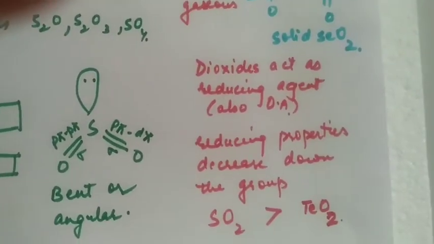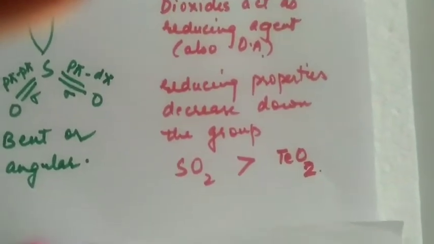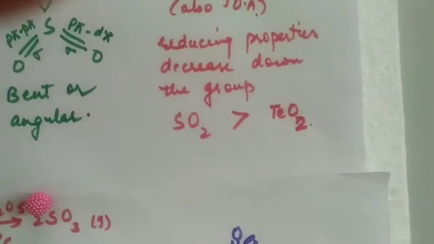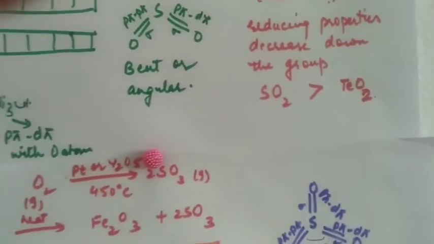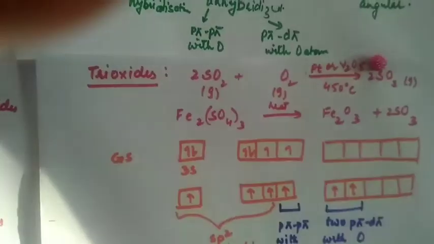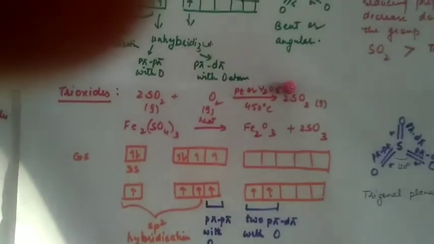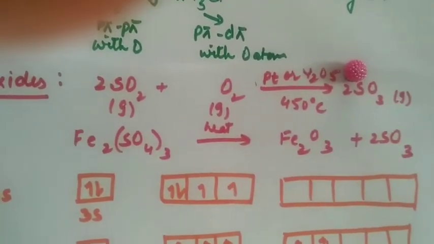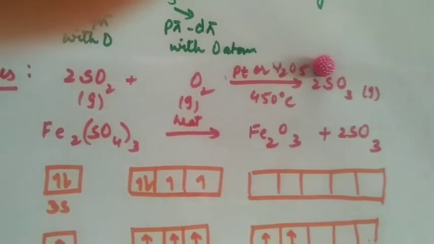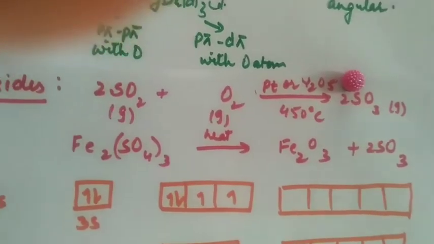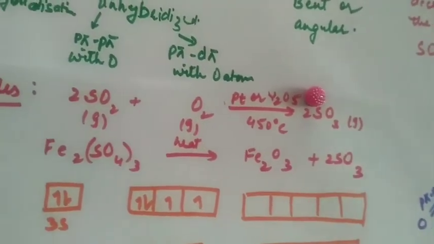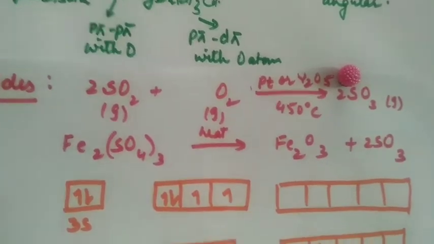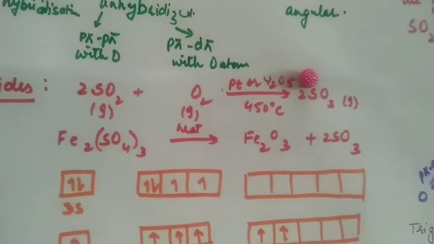Dioxides can act as reducing agents and also as oxidizing agents, and reducing properties decrease down the group. That means sulfur dioxide is a better reducing agent than tellurium dioxide. In the case of trioxides, these can be prepared by oxidation. Sulfur dioxide in the presence of platinum or vanadium at a temperature of 450 degrees centigrade is oxidized by oxygen to form sulfur trioxide. We can also prepare sulfur trioxide by heating ferric sulfate. Ferric oxide and sulfur trioxide are formed.